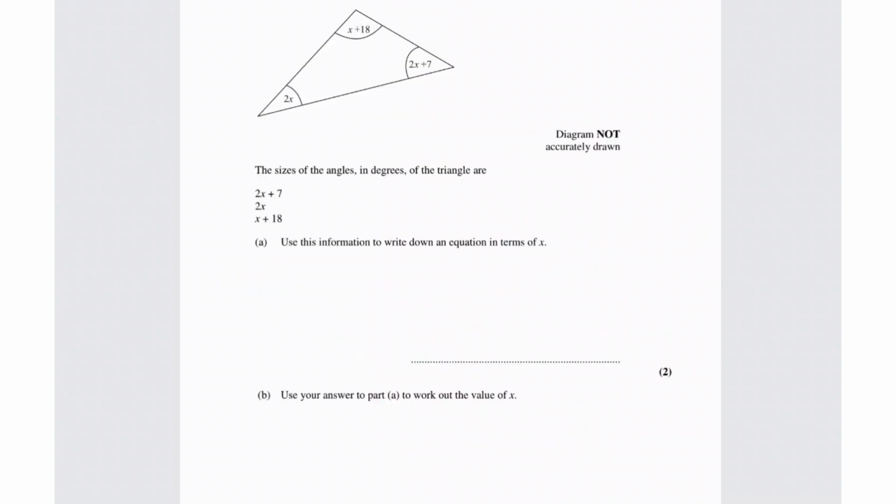Okay, question 4 here. Different because we're looking at angles now. So we need to know a certain fact about angles in a triangle. We need to know that the angles in a triangle sum to 180 degrees. So they add up to 180 degrees. That's going to be really important. And that's how we're going to form our equation.